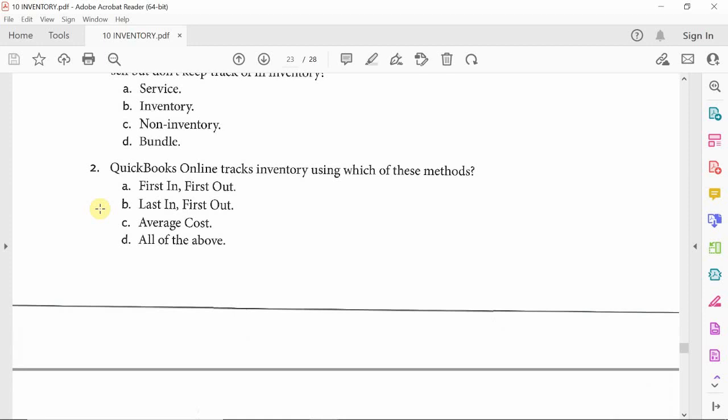Okay, so this one you had to do your reading. How does QuickBooks keep track of the method? What costing methods do they do? So again, I'll do a quick lesson here. To keep track of your inventory, if you are looking at the way that QuickBooks keeps track of inventory, right?